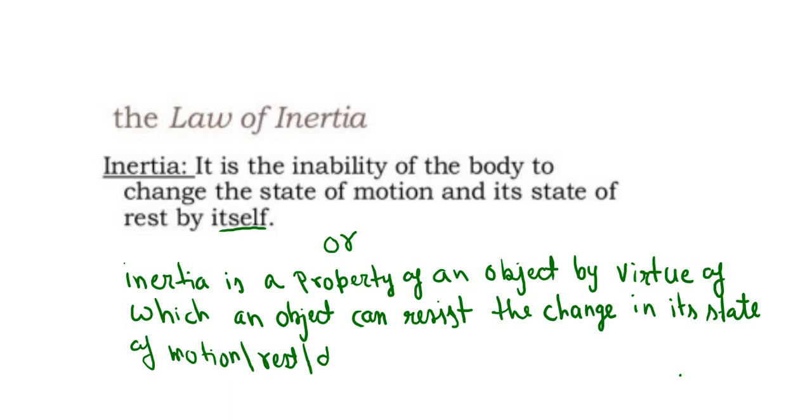Or direction. This is the inertia due to which an object cannot change its state, or it always resists change. It does not want to change its state. Okay. Now there is a question: what develops inertia of an object? To answer this, the mass of an object develops its inertia.